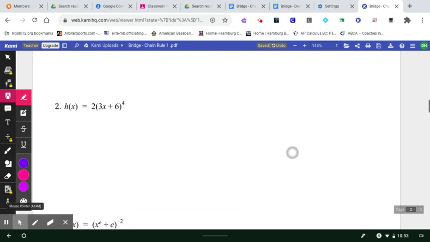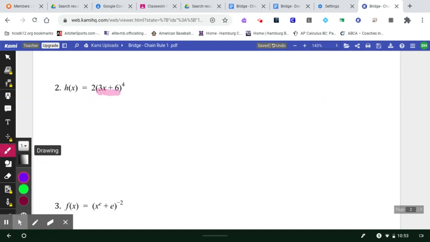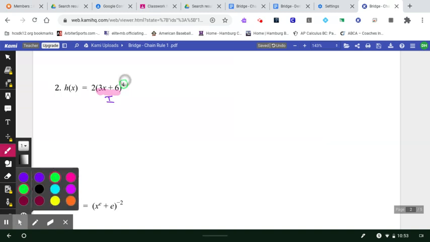Let's try another similar example. H of x equals 2 times 3x plus 6 to the fourth power. So is the inside obvious to you? Can you tell me who is on the inside? Hopefully, you said 3x plus 6. Can you tell me who's on the outside? Hopefully you said 4. Now this is just a coefficient, this 2. It just stays there. It's not a times because there's no x with it. It's just a coefficient. So this is my outer.